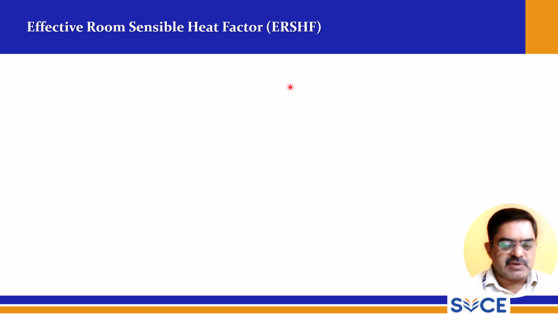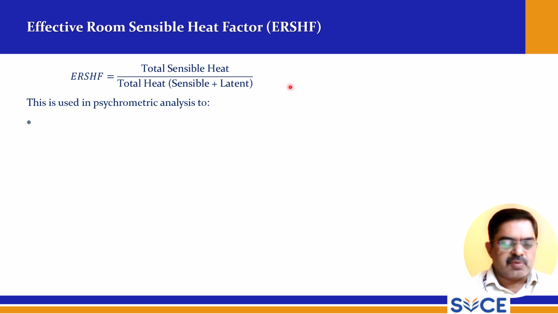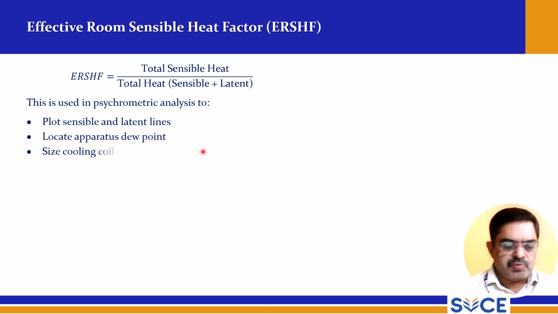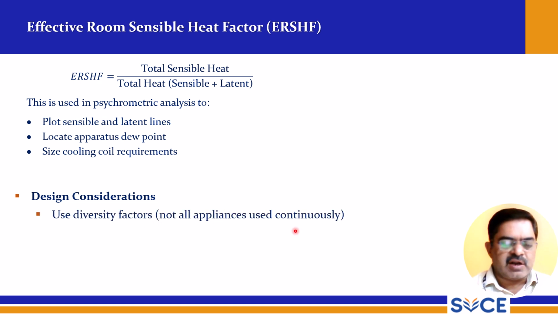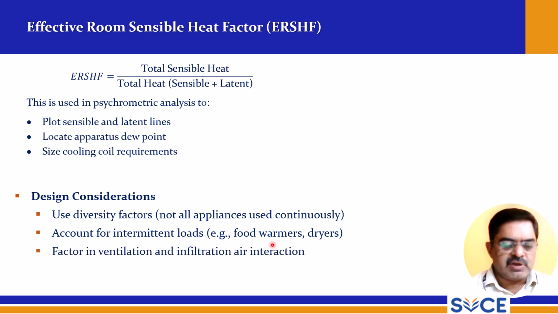Effective room sensible heat factor, ERSHF in short. In an exam, if you are asked what ERSHF is, it is the effective room sensible heat factor. ERSHF equals total sensible heat divided by total heat, that is sensible and also latent. This is used in psychrometric analysis to plot sensible and latent lines, locate apparatus dew points, and size cooling coil requirements. Design considerations: use diversity factors, since not all appliances are used continuously; account for intermittent loads such as food warmers and dryers; and factor in ventilation and infiltration, air interaction.